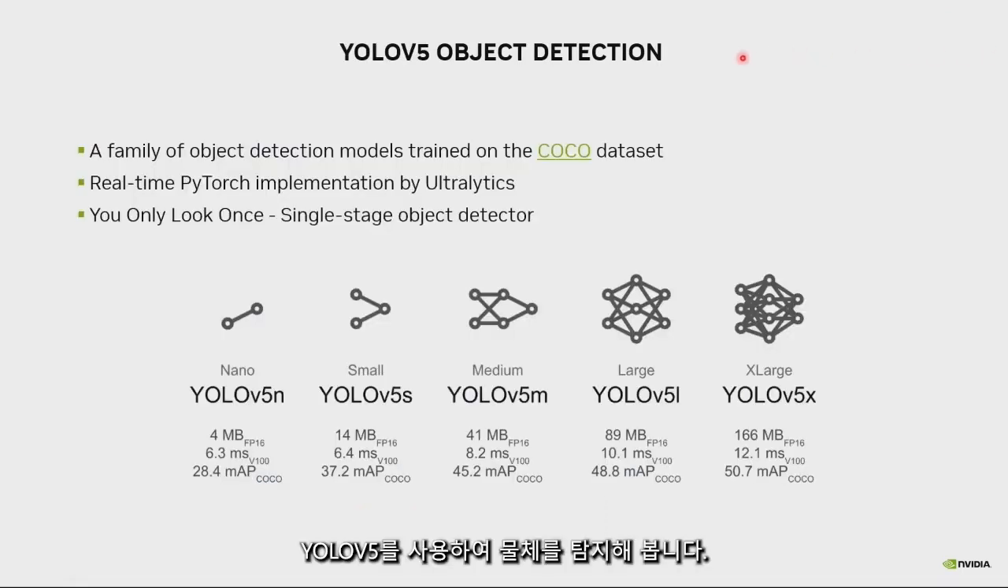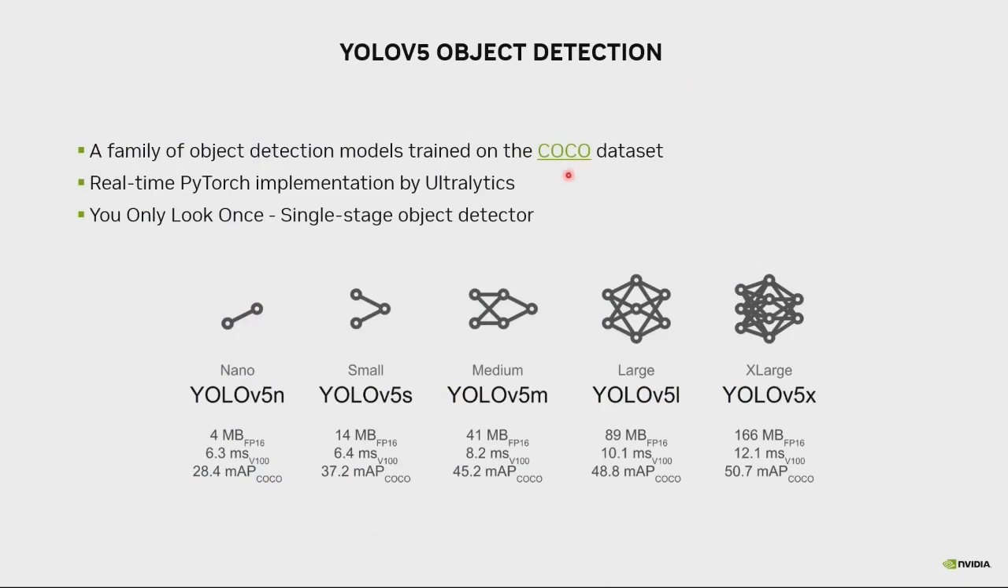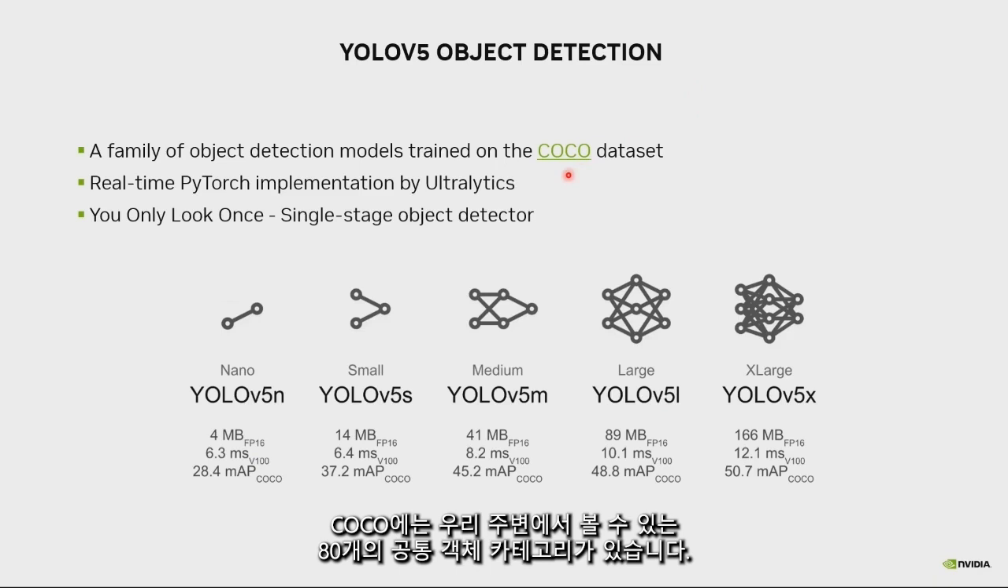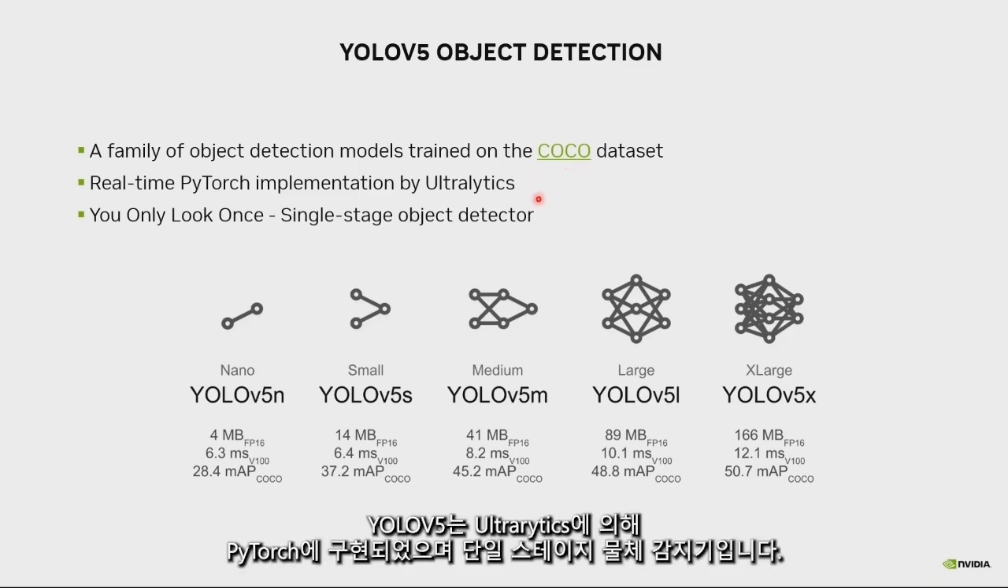Coming to object detection with YOLO v5. YOLO stands for You Only Look Once, and this is a collection of models trained on the COCO dataset. COCO has 80 object categories of common objects that we see around us. For example, car, dog, laptop, or book. YOLO v5 has been implemented in PyTorch by Ultralytics, and it's a single-stage object detector.